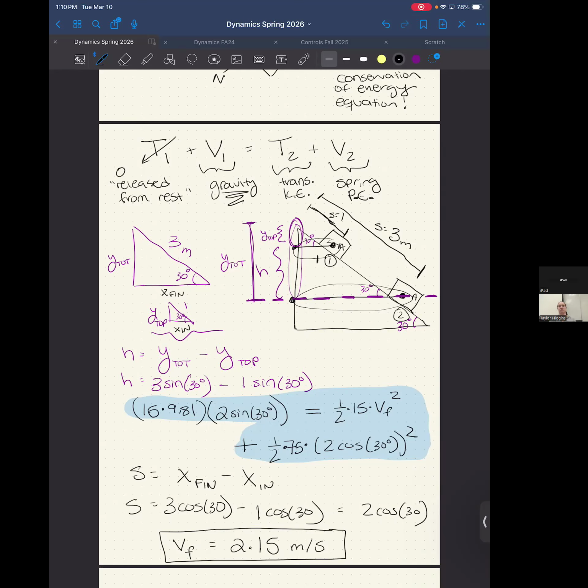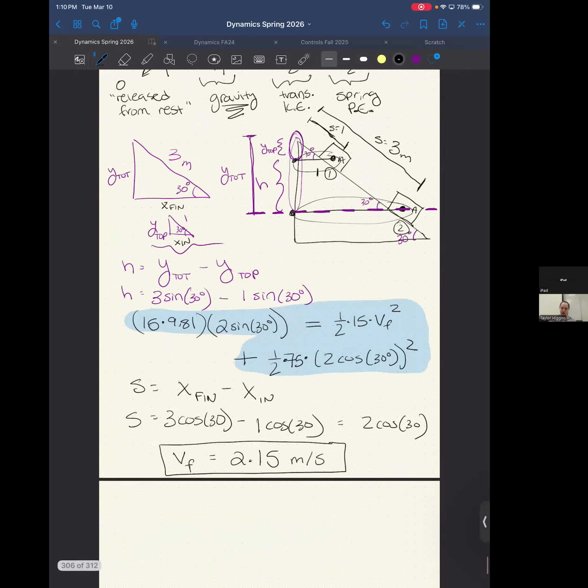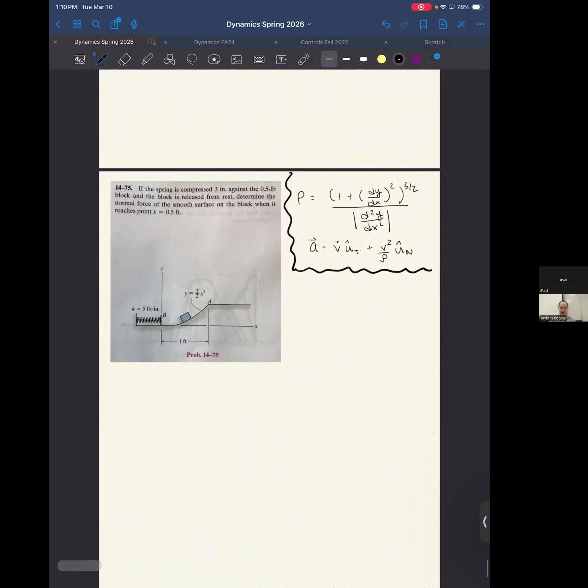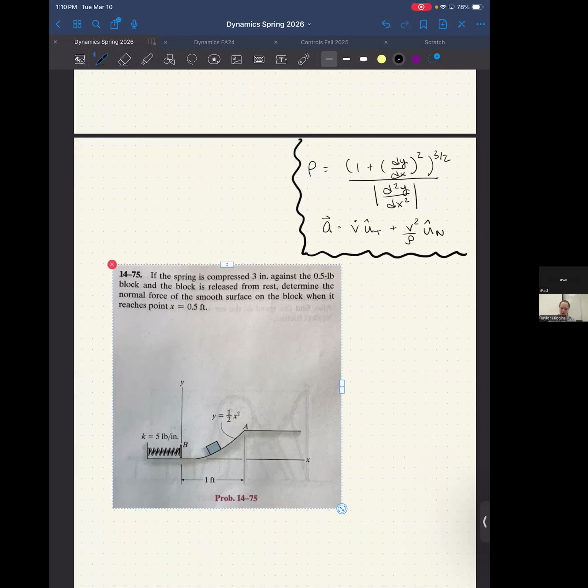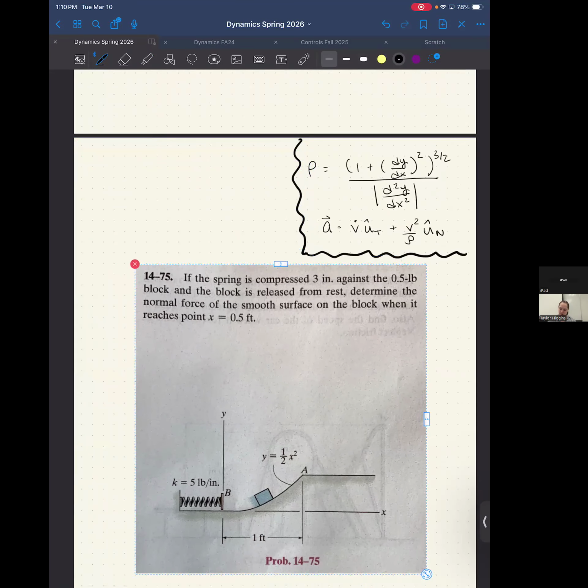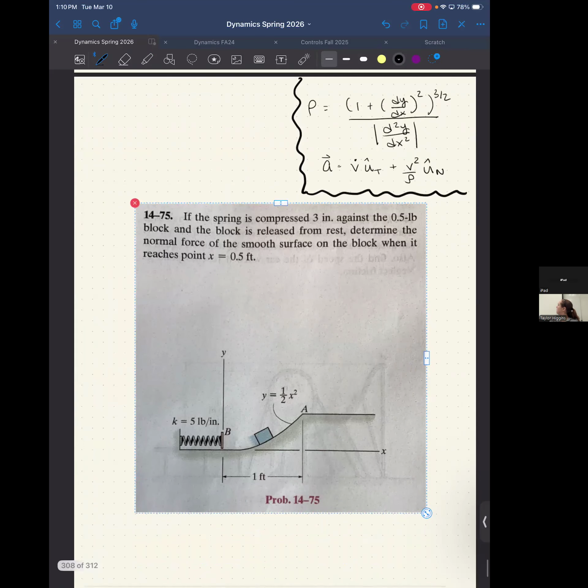Questions on this problem? Okay, we got another one. And as usual, I'm going to give you a little bit more leeway here, although it is going to be a little bit tougher.